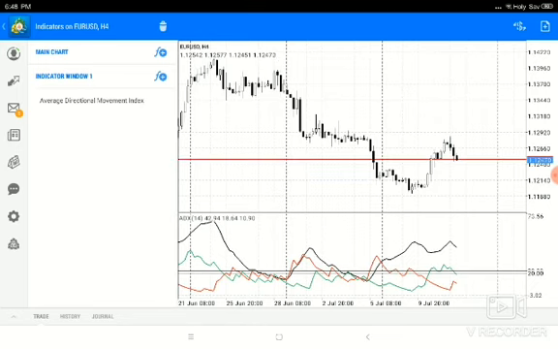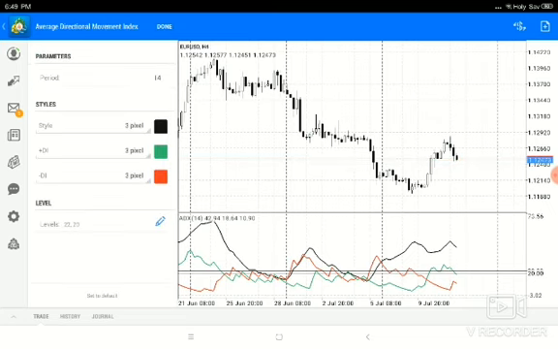So the indicator we are using now is the ADX 14. That's the period, that's the setting. So the setting is period 14. Then the style is black. The ADX itself is a black line, and that's what tells us the direction and the strength of the direction. Then the D plus tells us the direction where this ADX is moving.